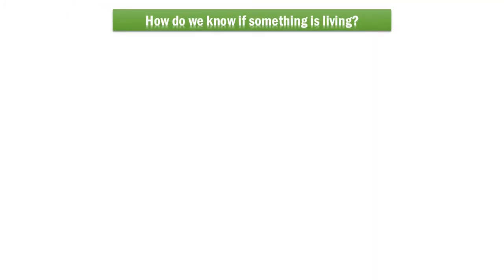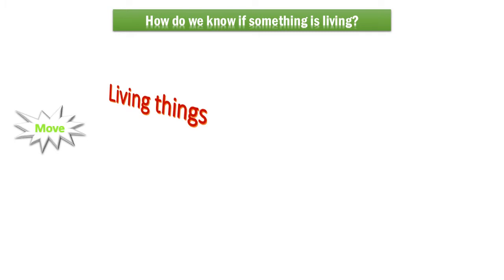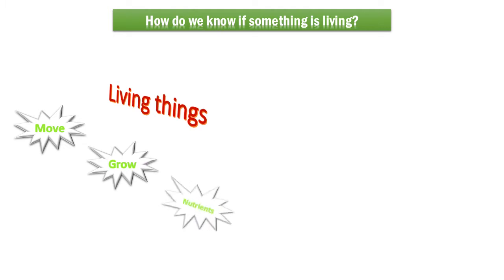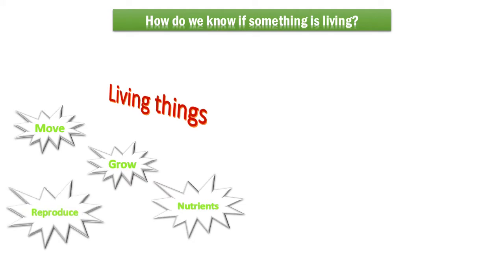Let me tell you first that everybody knows that some things in life are alive and some things are not. And sometimes it can be really hard to tell them apart. So let's learn about features that determine if something is a living or non-living thing. Well, living things can move. They can also grow. They also need nutrients or food. Living things can also reproduce, and they can also breathe.